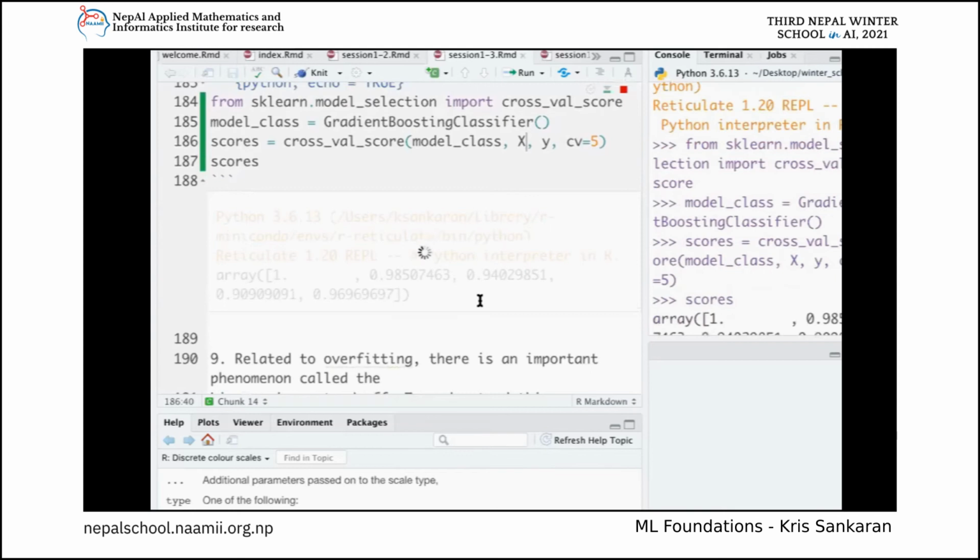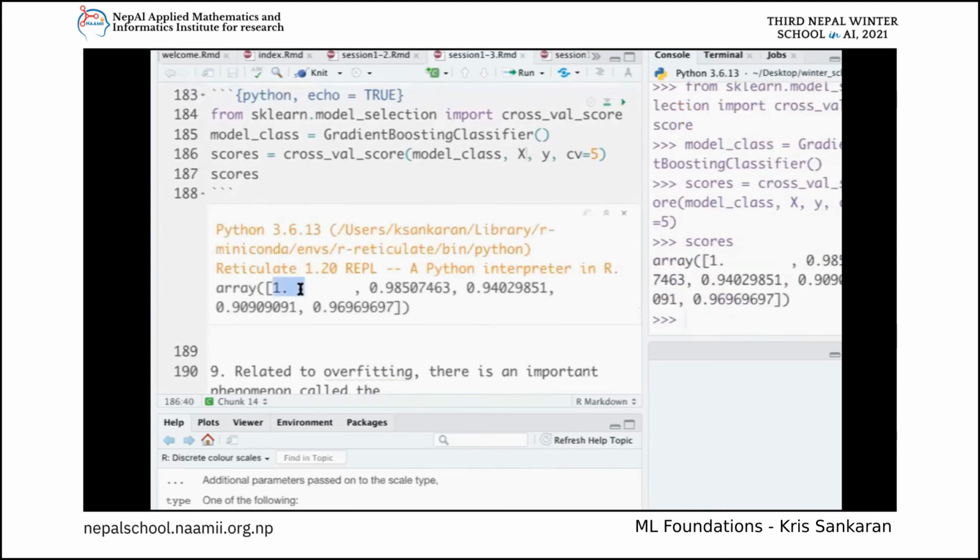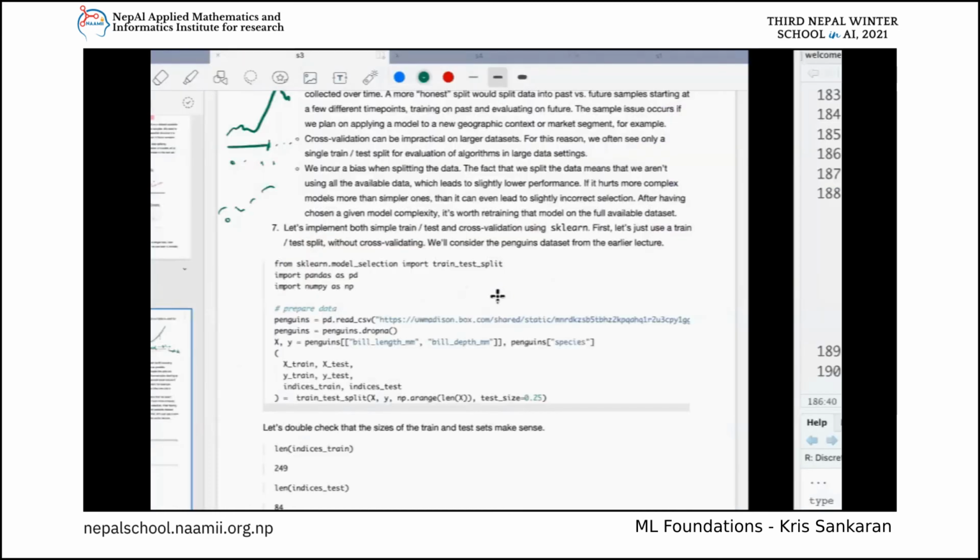Okay, and I see, so on one of the folds, it actually got perfect performance, but on all the other folds, in this fold, it did relatively poorly, actually. It only got 90% accuracy, right? So we can start seeing what the typical generalization performance is. Okay, so now it's back to the notes.